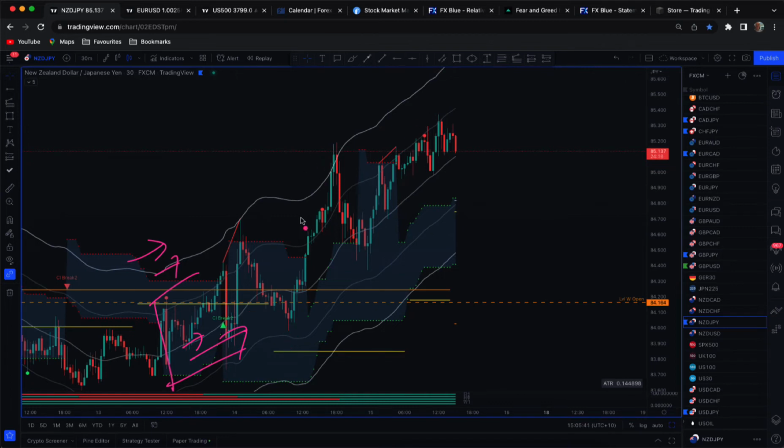So what we want to see, if it's a bullish trade idea, we want to see our cloud. You can see these dots on the cloud here. We want to see green dots under. So we've got green dots under from back here. Okay, so that is a go ahead.